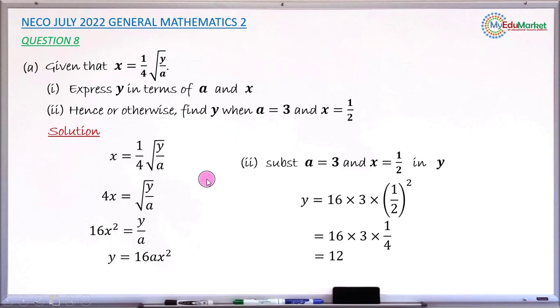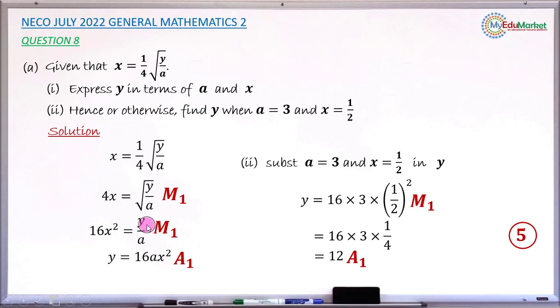So let me share how this question was marked during the marking of this NECO 2022. The very first mark is a method 1 mark. When you clear this 1 over 4 on the right by multiplying both sides by 4, you have this method 1 mark. The next mark is for taking power 2 on both sides to get 16x squared equals y over a. You have this method 1 mark.